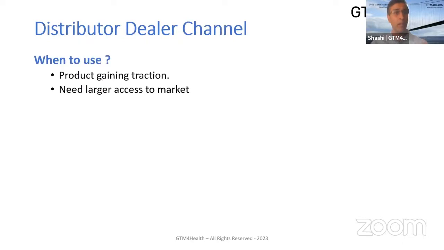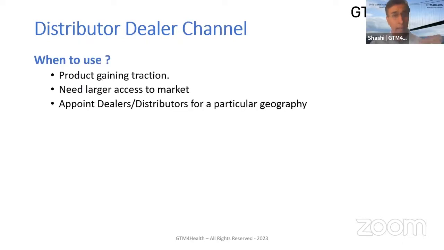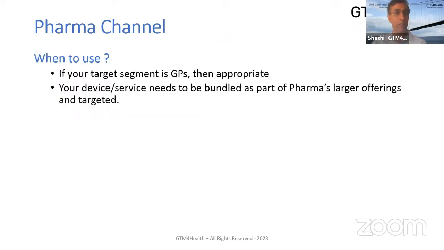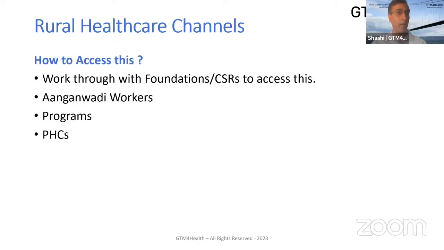Distributor, I think we talked about it. It's gaining traction, now you need access, then you appoint dealers and distributors. Access to network, low cost of sales. Right? Very good one, because it's a win-win on both sides, if you've got the right ones and they are also open to doing this. Pharmacy, I told you, if you're targeting GPs, the pharma channel is the right one. You look at MRs, medical reps, and take it to them.